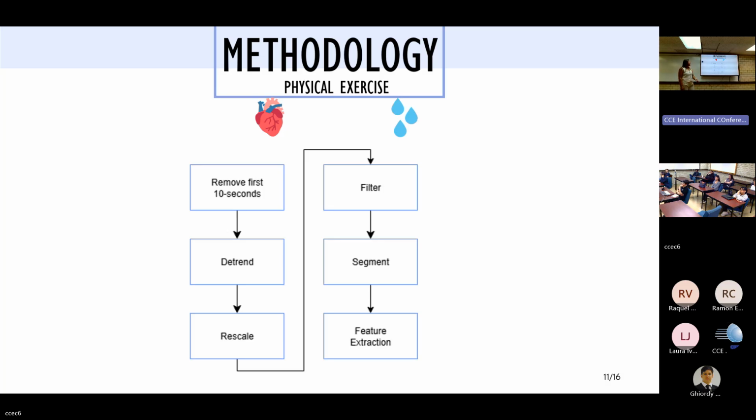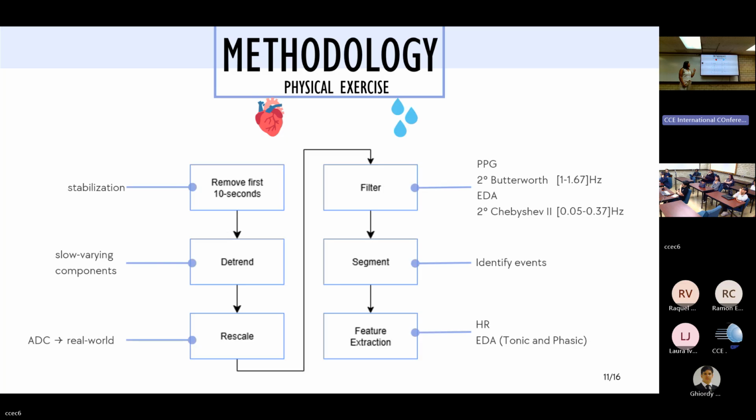We pre-process this signal. First, we remove 10 seconds for the equipment stabilization. Then we detrend again to eliminate the slowly varying components. We rescale this signal to change our ADC values to real-world values. Then we filter, but we use different filters.